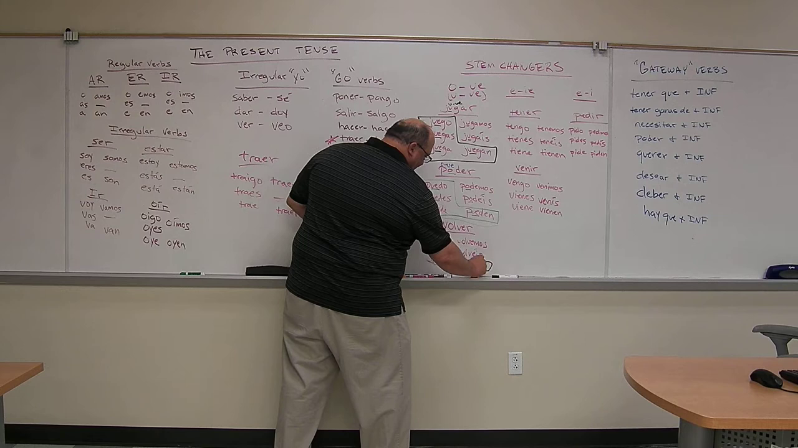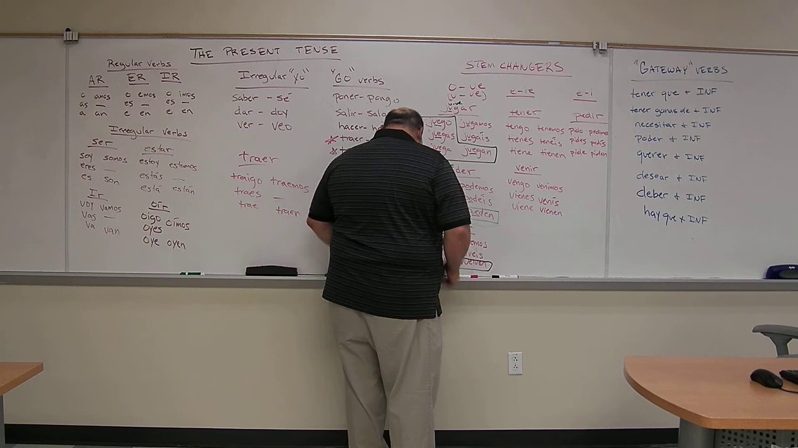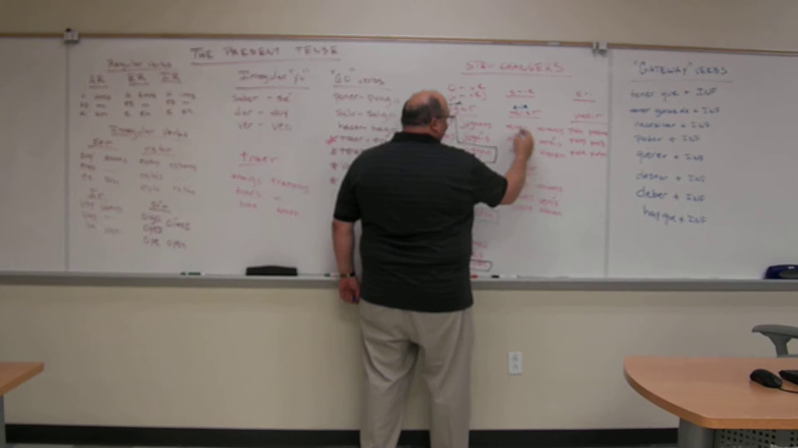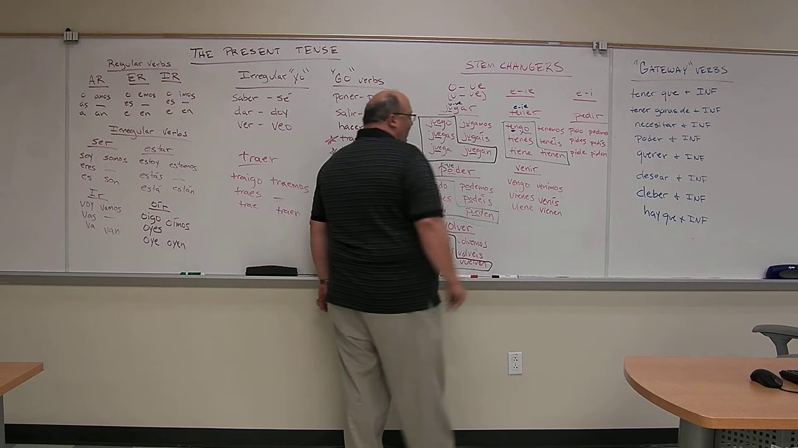Okay, the next one, and this is where tener and venir come in: E to IE stem changers. So this E in the middle changes from an E to an IE, except in the yo form, it doesn't. But guess what? We already have this go form. We know it's a little funky, so it changes. So we can still draw a line around all the forms that change, and it's a boot verb.